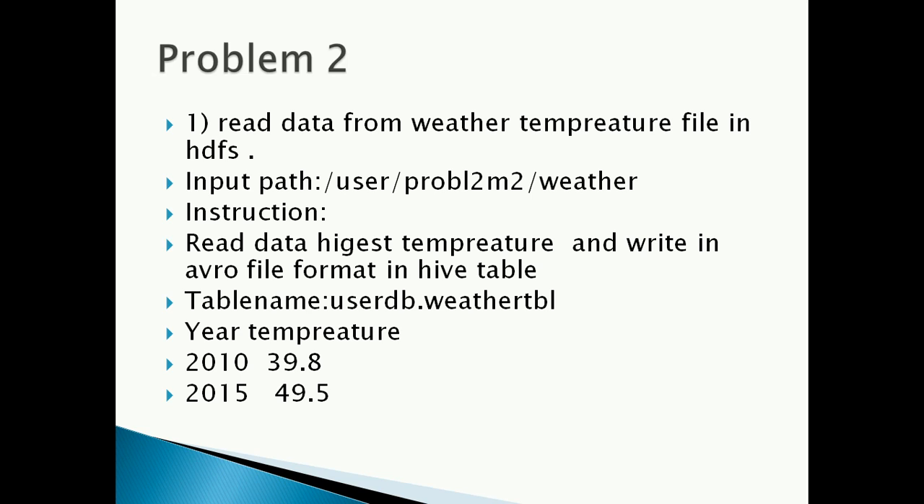Now basically in this question you have to read the data from weather temperature, which is in a CSV file, and the input path is there. From that particular path you have to read, and then write the queries for highest temperature and write it in Avro file format. It's a simple question, and in a Hive table in Avro file format you have to give the format like dataframe.write.format avro, and then .saveAsTable and give the table name.